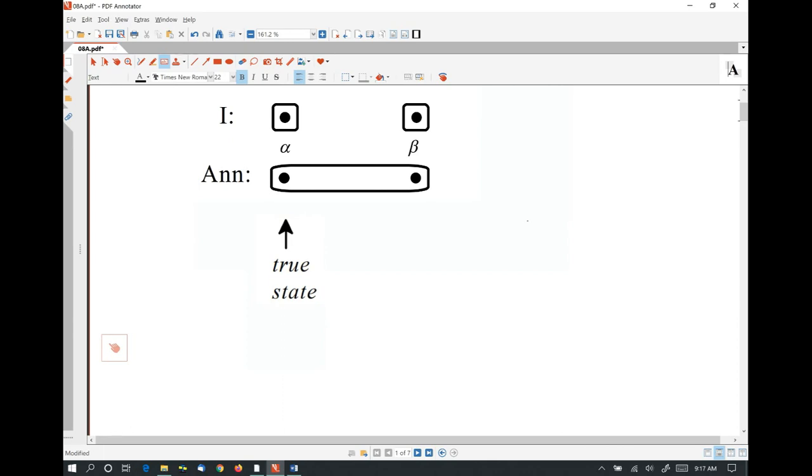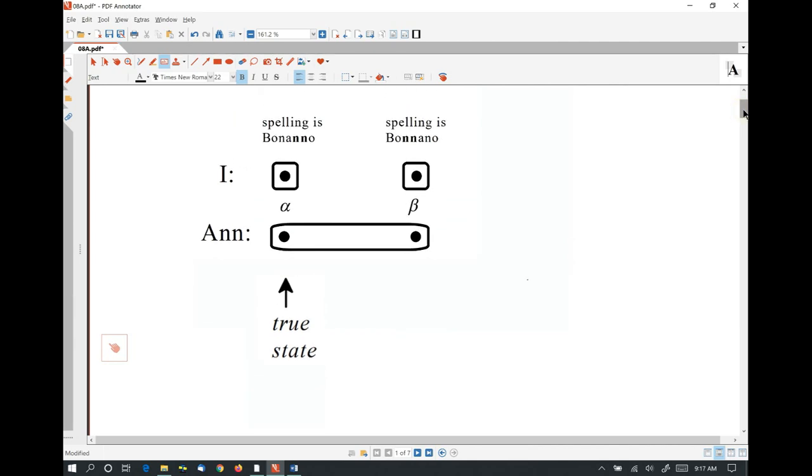But now we can interpret a structure like this by describing each state. Here I want to talk about the spelling of my name. It's common for people to misspell it. So I interpret state alpha as one possible spelling of my name, which is one N first and two N's second. And then I interpret state beta as a different spelling, two N's first and one second. Then we want to indicate what the correct spelling is.